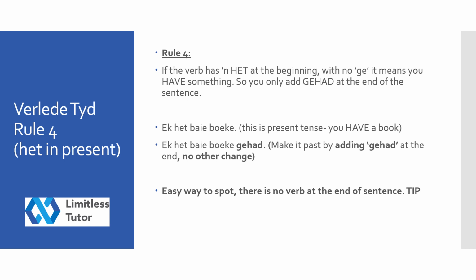Ek het baie boeke, ek het baie boeke gehad. Ek het 'n mooi rok, ek het 'n mooi rok gehad. Okay, and then for instance, if there was an infinitive, you'd slap it to the end, you'd move it to the end after the gehad. An easy way to spot, there's a het in the beginning of the sentence or the second thing, but there's no verb at the end.